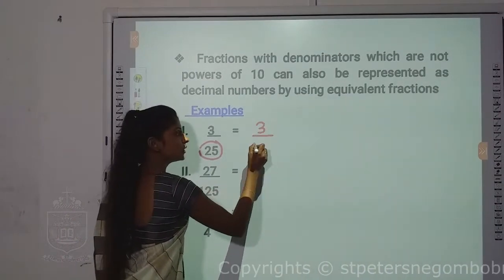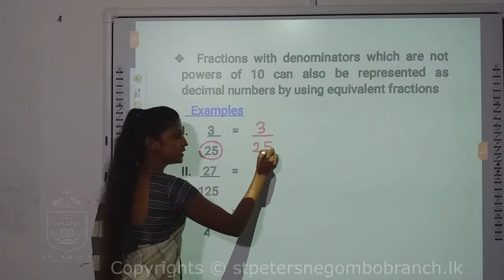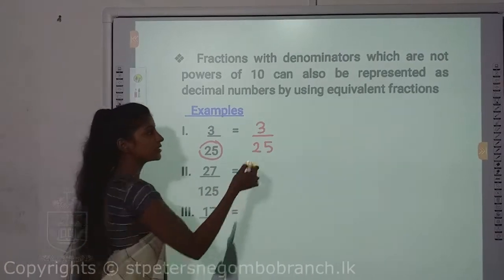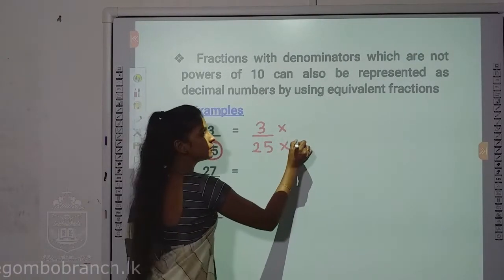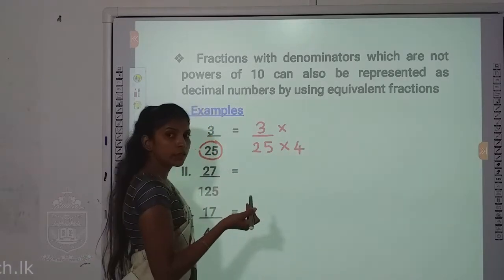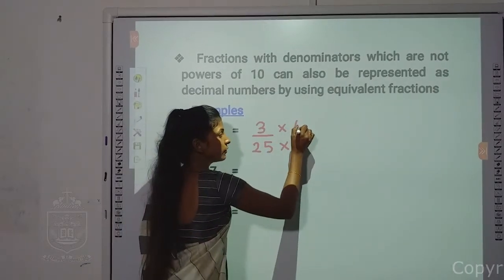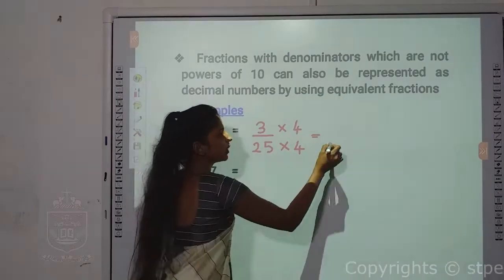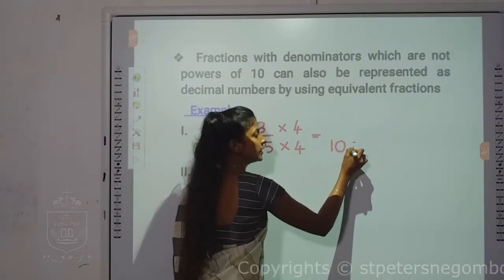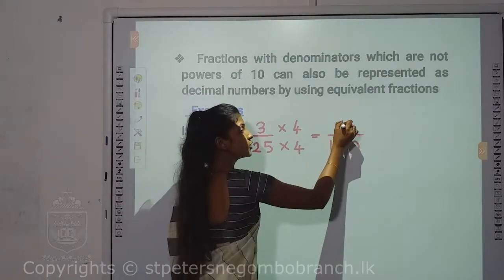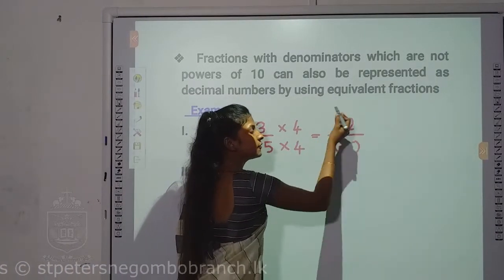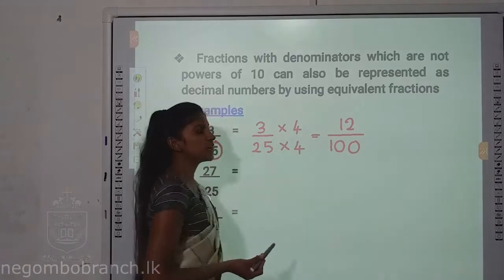We have to make an equivalent fraction, which means you have to multiply both the numerator and the denominator by the common number. So we know that 25 times 4 will give you 100. So from that, we can have the power of 10, which means 100, in the denominator. In the numerator, 4 times 3, the answer is 12. Now it is easy for us to write this fraction as a decimal.